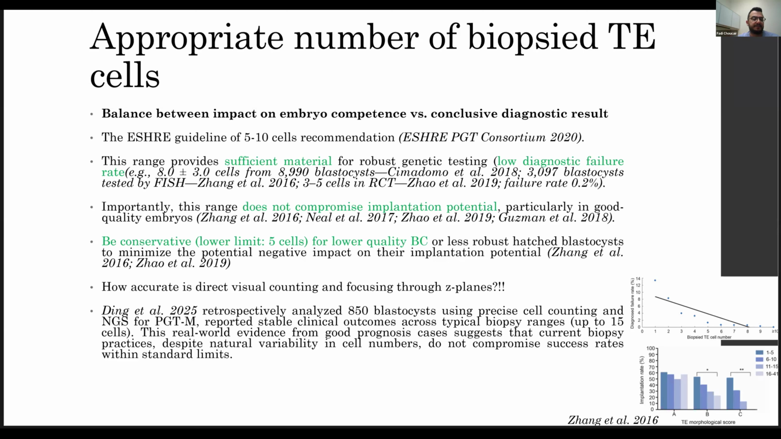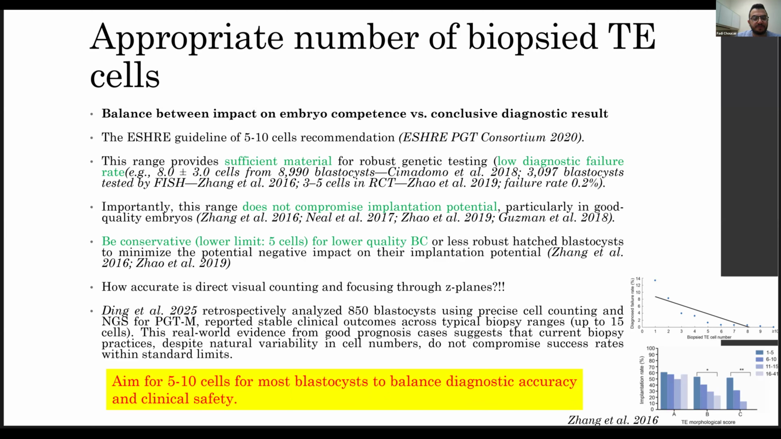But the question to raise: I'm mentioning 5 to 10, but practically and objectively, how can we accurately and directly visualize and count those cells? It's an estimation, because the blastocyst is 3D, so we need to focus through Z planes. Recent 2025 data retrospectively analyzed blastocysts using precise cell counting and NGS for PGT-M and reported stable clinical outcomes across typical biopsy ranges up to 15. This real-world evidence from good prognosis cases suggests that current biopsy practices do not compromise success rates within standard limits. So always aim for 5 to 10 for most blastocysts to balance diagnostic accuracy and clinical safety.